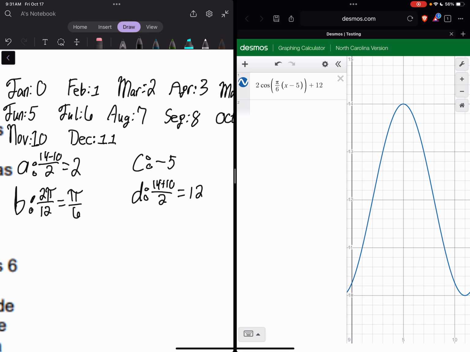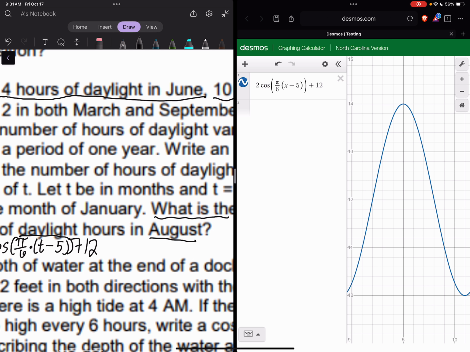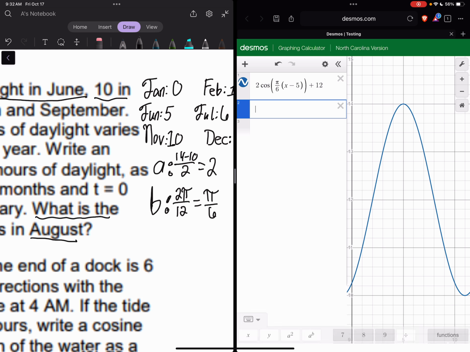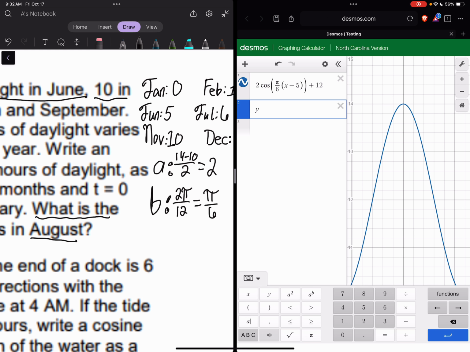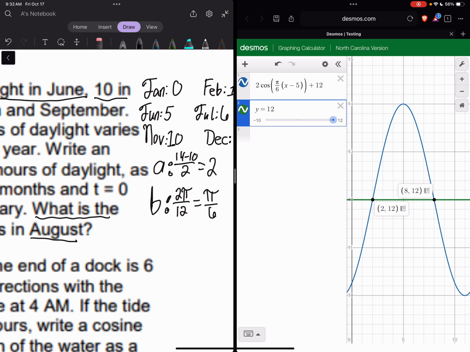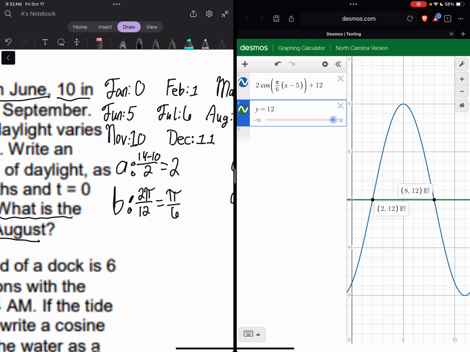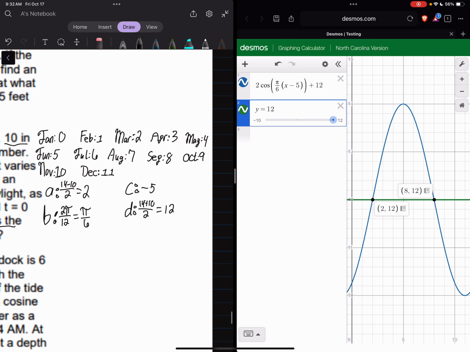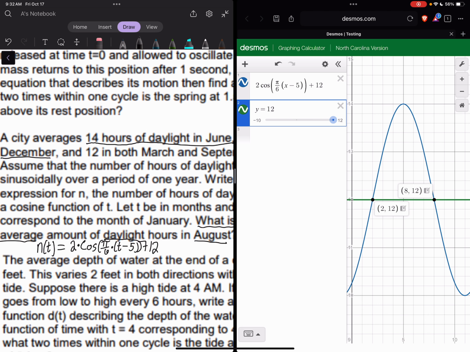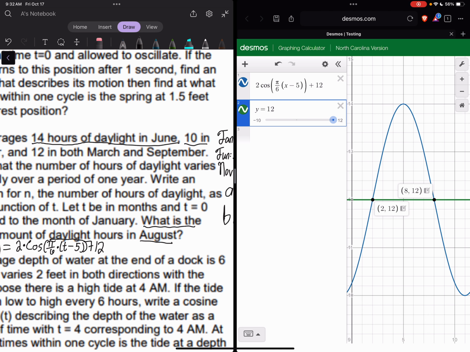Let's check what it says about March and September first. It says in March and September it is 12 hours of daylight. Y equals 12. This is 2 and 8. If you consult this chart that we have, it is March and September. So our graph is correct.